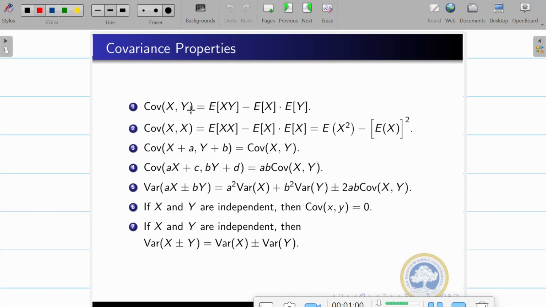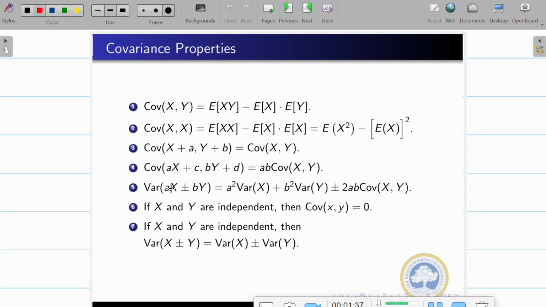There are certain properties for the covariance. Covariance of x comma y is equal to expectation of xy minus expectation of x into expectation of y. If it is the covariance of x with x itself, it is nothing but the variance, the expectation of (x minus expectation of x) the whole square. If we add constants a and b, then the covariance of x plus a comma y plus b is nothing but the covariance of x comma y. Whereas for the multiplicative case, the covariance of ax plus c comma by plus d is equal to ab times the covariance of x comma y.